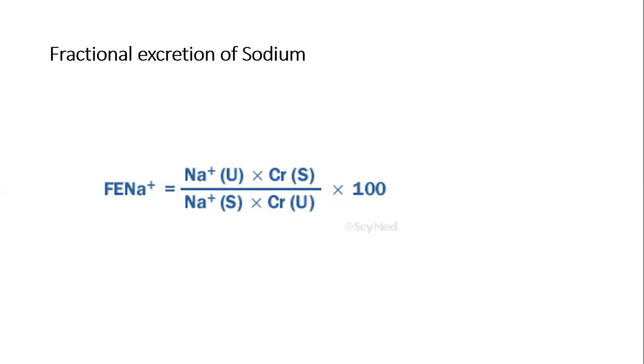It's very simple to calculate. We take the urinary sodium and multiply that with serum creatinine, and you take the serum sodium and multiply that with urine creatinine. You put the values in, and it is always reported as a percentage, so you multiply that with 100 and you get the value.